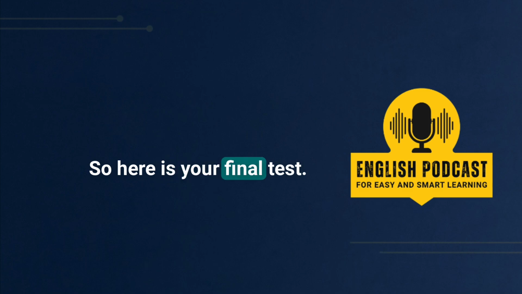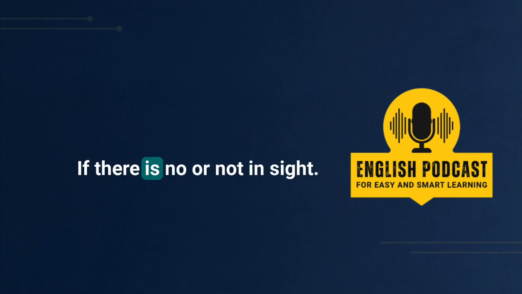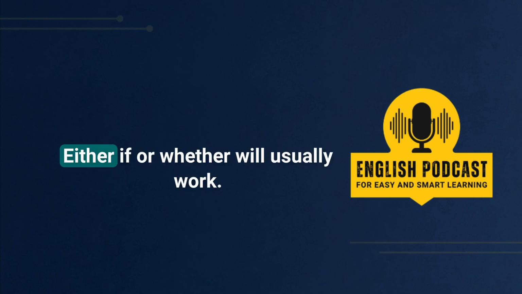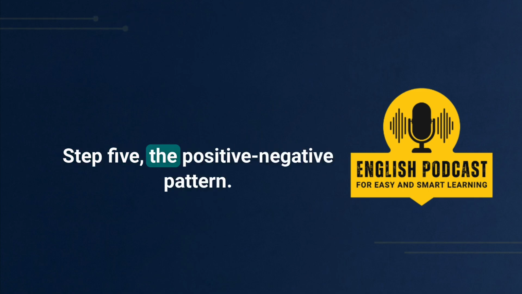So here is your final test. If you see the phrase or not sitting nearby, lean toward whether. If there is no or not in sight and the sentence expresses simple doubt, either if or whether will usually work. Step 5. The positive-negative pattern.